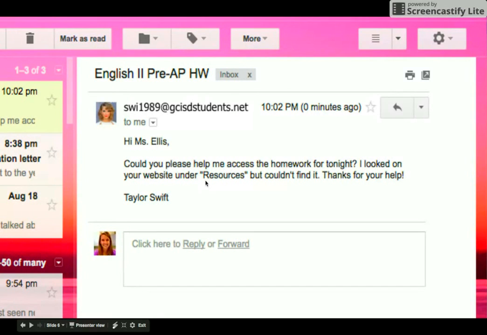Additionally, she's very specific about what she's already done to try and figure out this problem on her own. "I looked on your website under resources but couldn't find it." This tells me exactly what the issue is that she's having. It's not just that she can't find the homework, but that she's looking in the wrong place. I now know exactly how to email the student back to help her and to be most efficient.